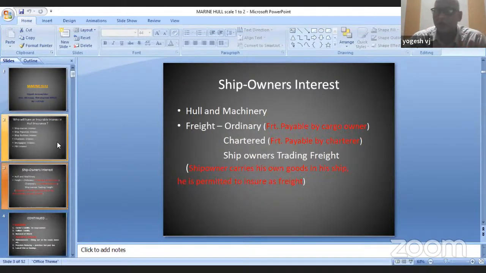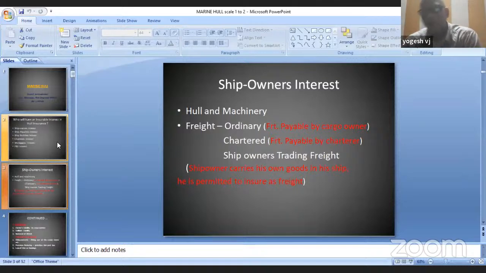Now, ordinary freight is payable by the cargo owner. Okay. If it is a chartered vessel. Now, what is a chartered vessel? Let me tell you. See, suppose I am a vessel owner and I want to ply my vessels in the ocean, but I do not know what cargo to put inside. I am totally unaware of what kind of cargo my vessel can carry, or I do not have that many contacts to gather people and make them load their goods on my vessel and then ply my vessel in the ocean. Rather than doing this, I will give my vessel to a charterer. The charterer will ply the vessel on my behalf. Okay. So if I am chartering the vessel to a charterer, then the freight will be payable by the charterer.